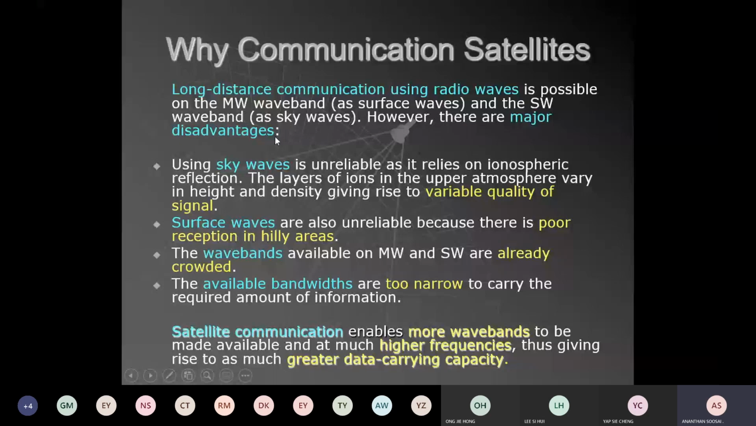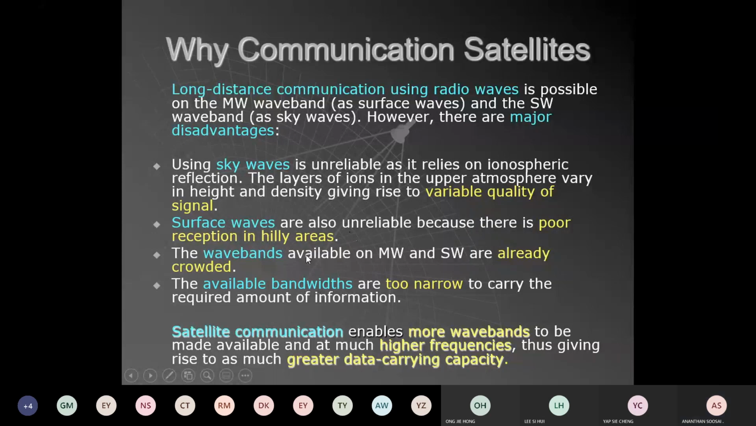The skywave has a variable quality of signal because the ionosphere is unreliable, as its density depends on the weather. That's why skywave is not reliable. Although skywave is global and can transfer information worldwide, we can't depend on the ionosphere. The surface waves are also unreliable because of poor reception in hilly areas. In hilly areas surface waves are bad, they cannot diffract.